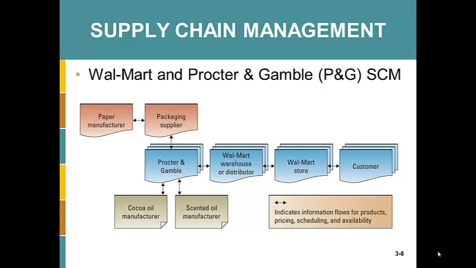Now, the double-headed arrows here indicate that information is flowing between all of these connections within the supply chain. So the Walmart store is transferring information back to the warehouse or distributor, indicating what it needs and what is being sold. And then that warehouse or distributor goes back to Procter & Gamble and explains what is selling and what is going to be needed in the future versus what might not be selling, and they may be reducing their order amount in the future.